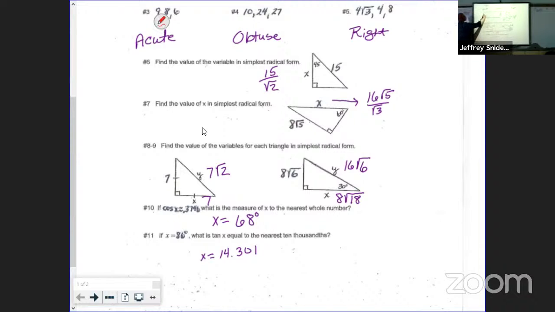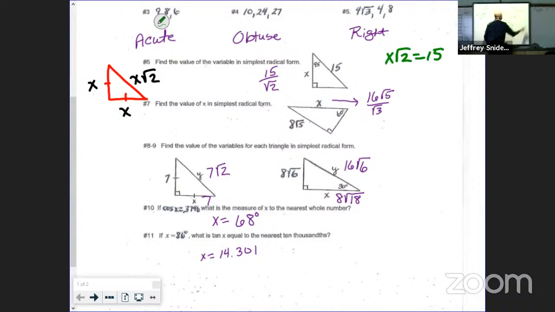So number 6 is based upon a 45, 45, 90. So what you need to remember there is on a 45, 45, 90, like this, the legs are both considered to be x, and then the hypotenuse is x times radical 2. Okay? So you have to know those. You have to memorize that. So if you look over here at what I have, I've given you 15, and that's the hypotenuse. So what you literally could do is say, oh, x radical 2 equals 15. I want to solve that for what? X. How would I solve that? Divide by radical 2. So there's the answer. That's how you're doing it. That's the thought process behind it. Okay?